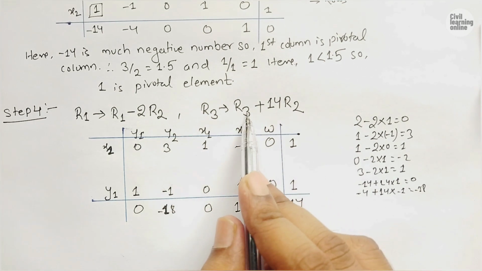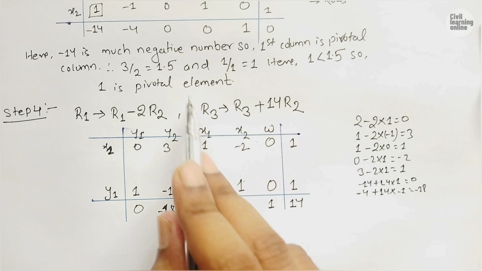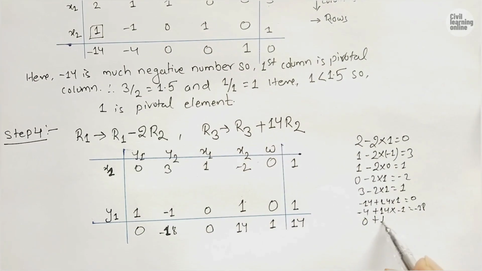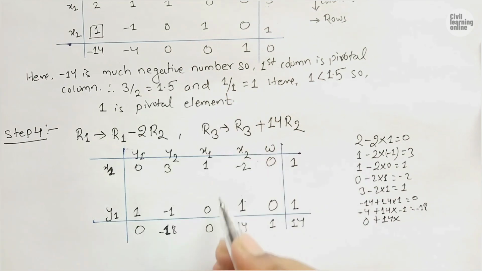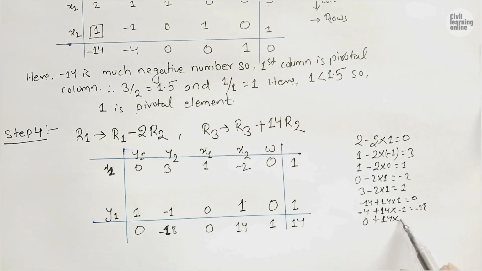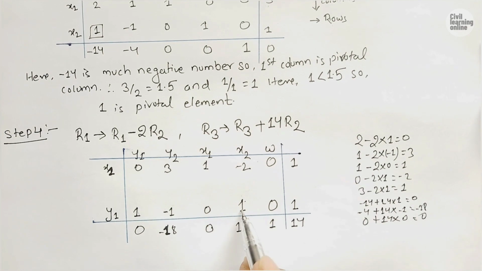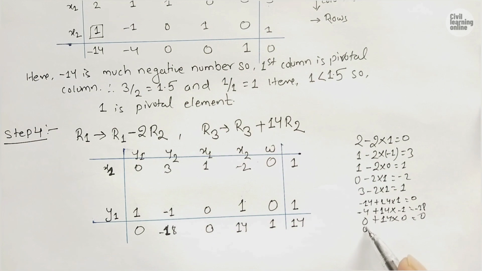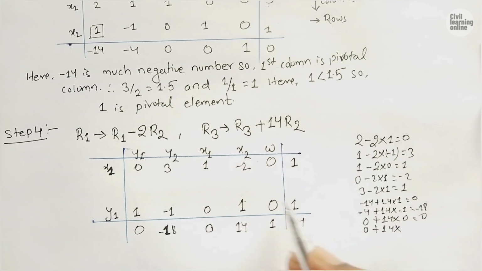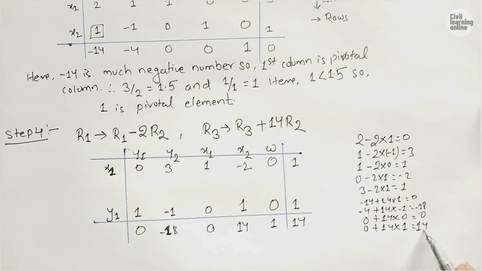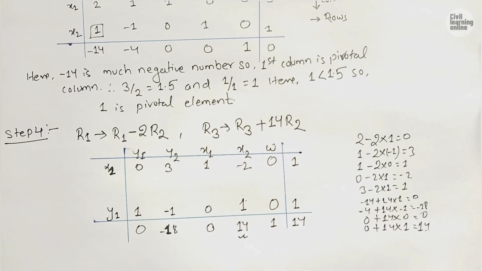Simply put, in place of R3 we will put the element of R3, that is 0 plus 14 times R2, which is 0 again, so we will get 0 for this element. Similarly, for R3 we have 0 plus 14 times R2, which is 1 here, so we will get 14, so we have written here 14. Similarly, you can do this.